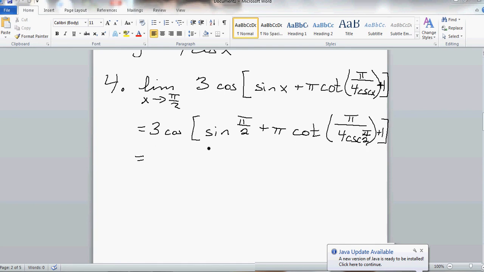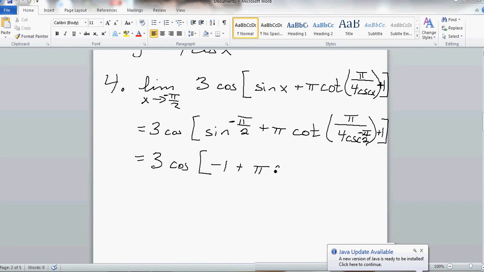So working things on the inside, we have 3 cosine of, the sine of pi over 2 is, oh, wait a minute, this should be negative. So I need to go and change all these. The sine of negative pi over 2, the cosecant of negative pi over 2. The sine of negative pi over 2 is negative 1. We need to remember that from trig last year.